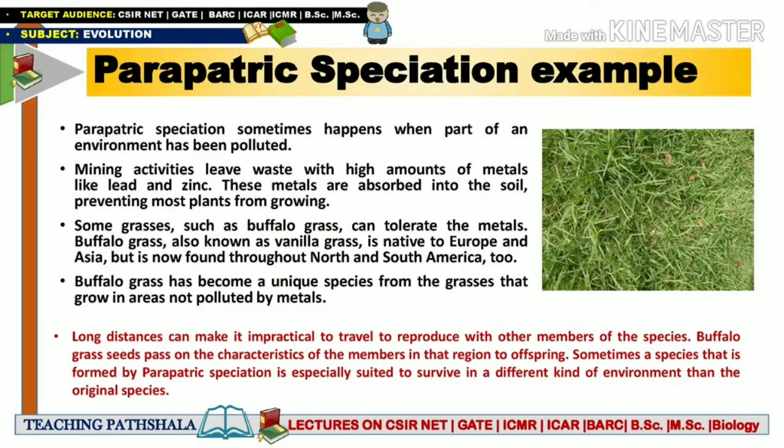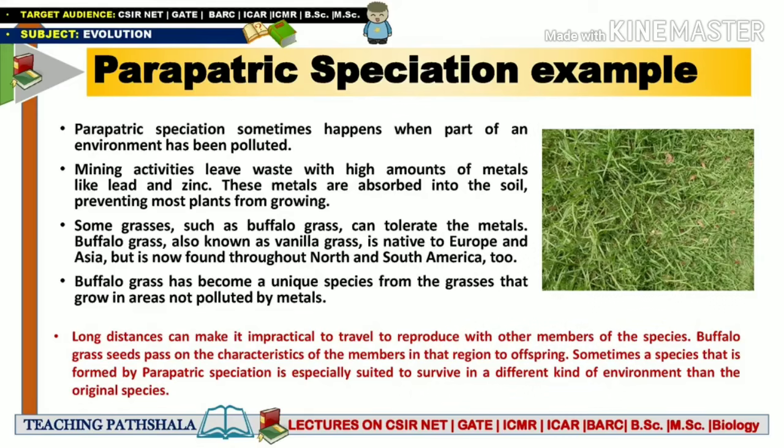This is a more detailed description of the parapatric speciation example. So parapatric speciation sometimes happens when a part of an environment has been polluted, which we have already discussed. The mining activity leaves waste with a high amount of metals like lead and zinc, and these metals are absorbed into the soil, preventing most plants from growing. Okay, so some grasses such as the buffalo grass can tolerate the metal. The buffalo grass, also known as vanilla grass, is native to Europe and Asia, but is now found throughout North and South America too.